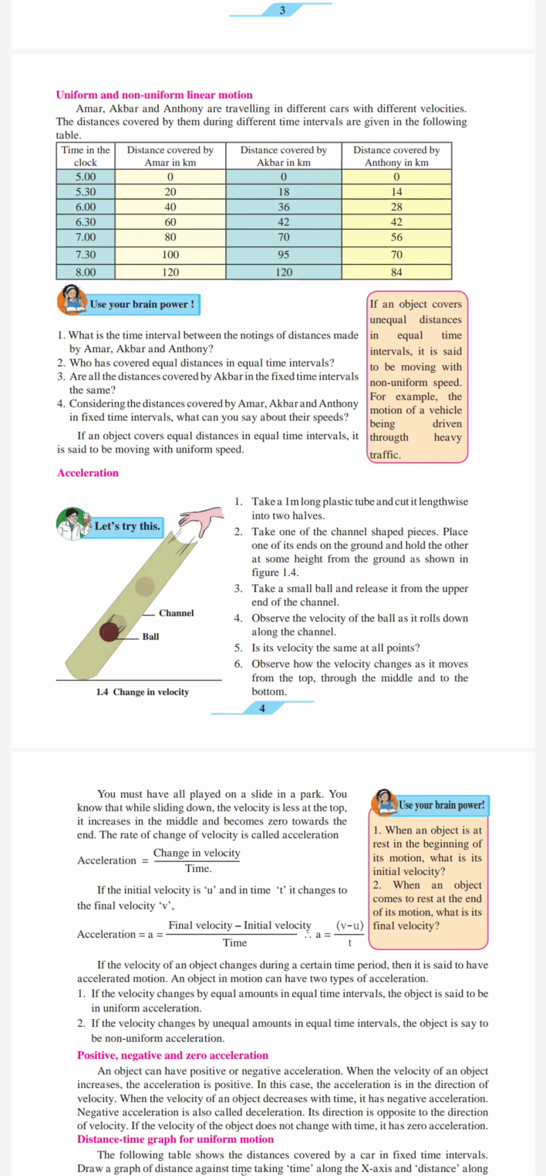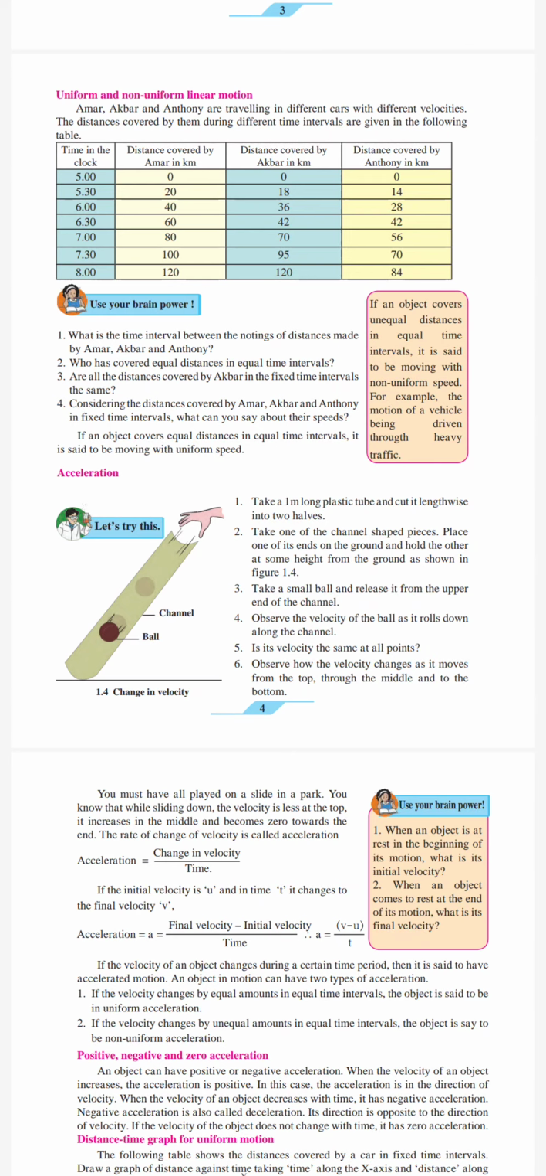First we will see the distance of Amar and the time. Time of 5 o'clock, then 5:30, then 6 o'clock, 6:30, 7, 7:30 and 8 o'clock. At 5 o'clock, Amar is at the initial position, that is 0. At 5:30, he travels a distance of 20 km. At 6 o'clock, 40 km. At 7 o'clock, 80. Like this, at 8 o'clock, Amar covers a distance of 120 km.